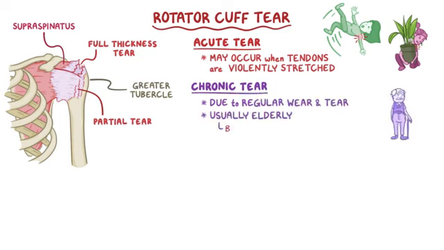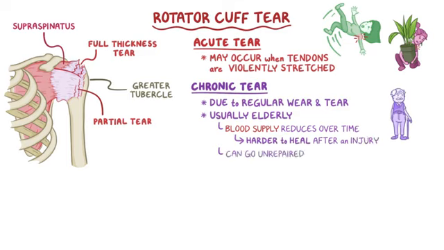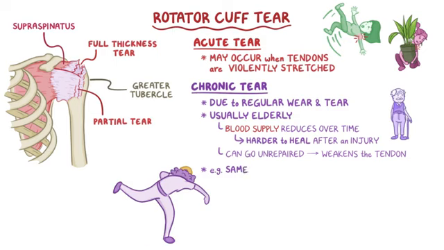That's because the blood supply to the rotator cuff tendons reduces over time, making it harder for them to heal after an injury. As a result, injuries can go unrepaired, and successive injuries can weaken the tendon. A classic example is when the shoulder is used to repeat the same motion over and over, like for a pitcher in baseball.